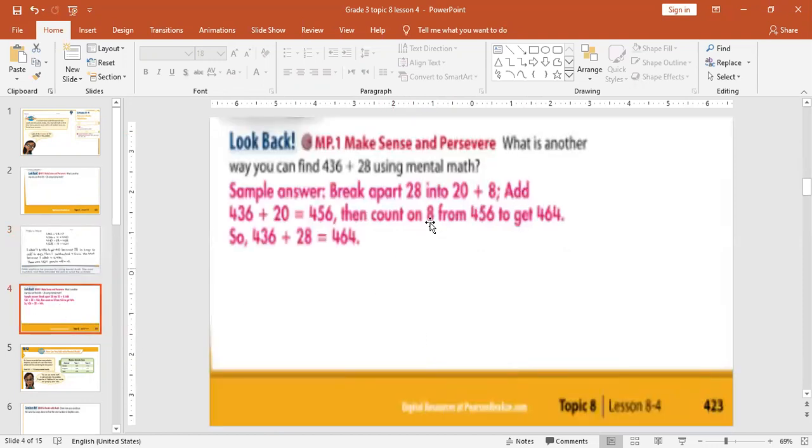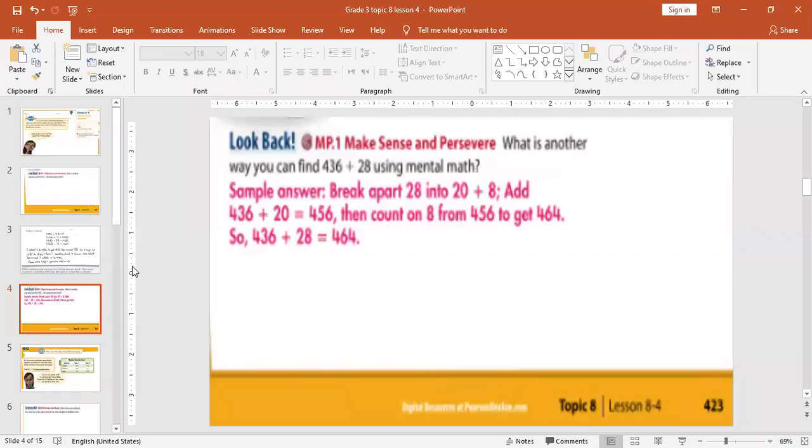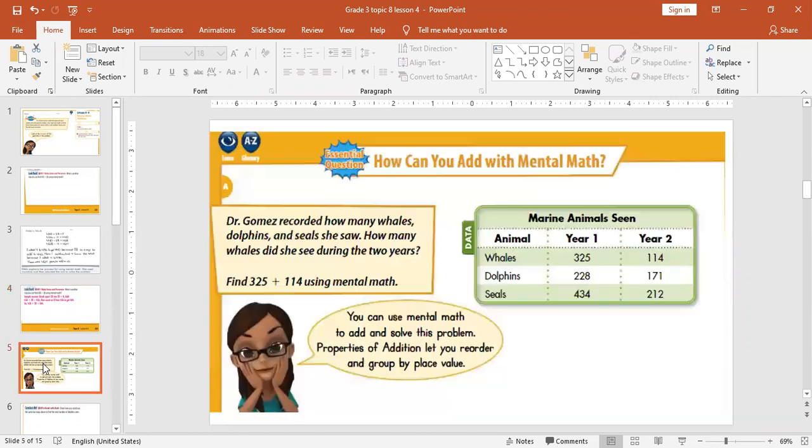Okay, here, what is another way you can find 436 plus 28 using mental math? So we can break apart 28. This is the most important examples here in lesson 4. So you can break apart 28 into 20 plus 8, add 436 plus 20, then count on 8 from 456 to get 464. So the answer will be 464.